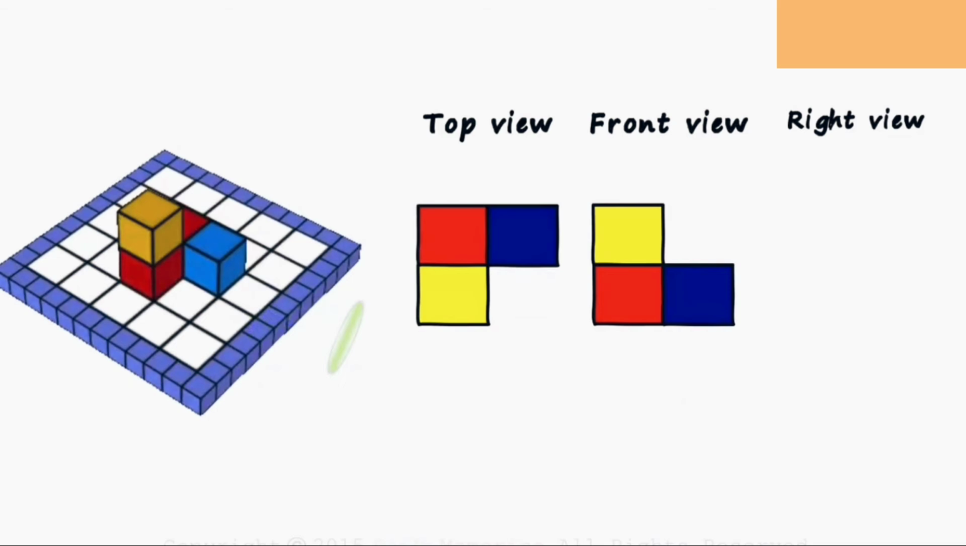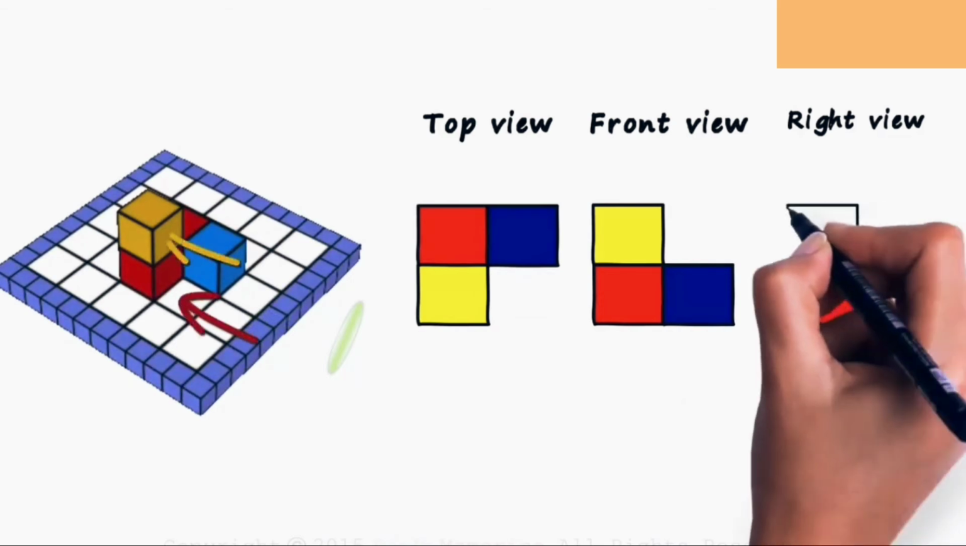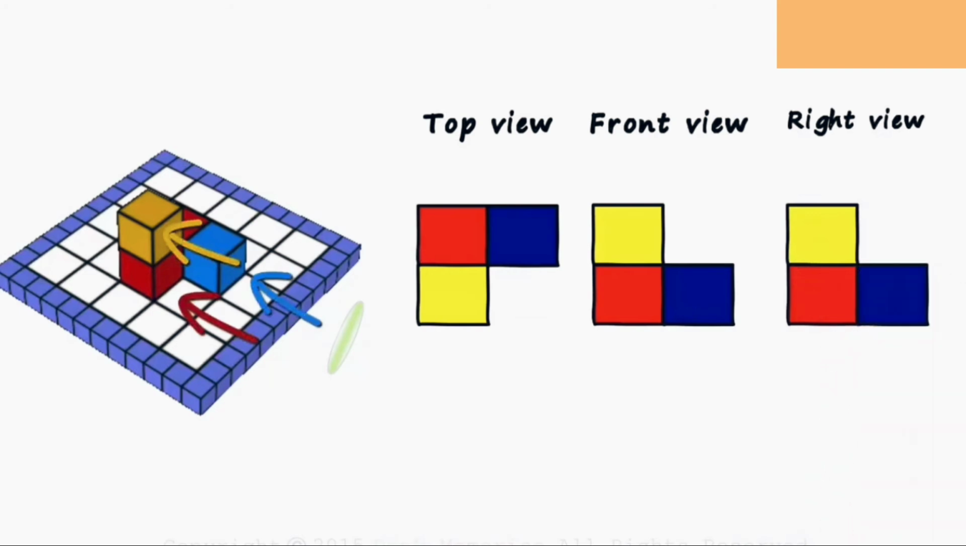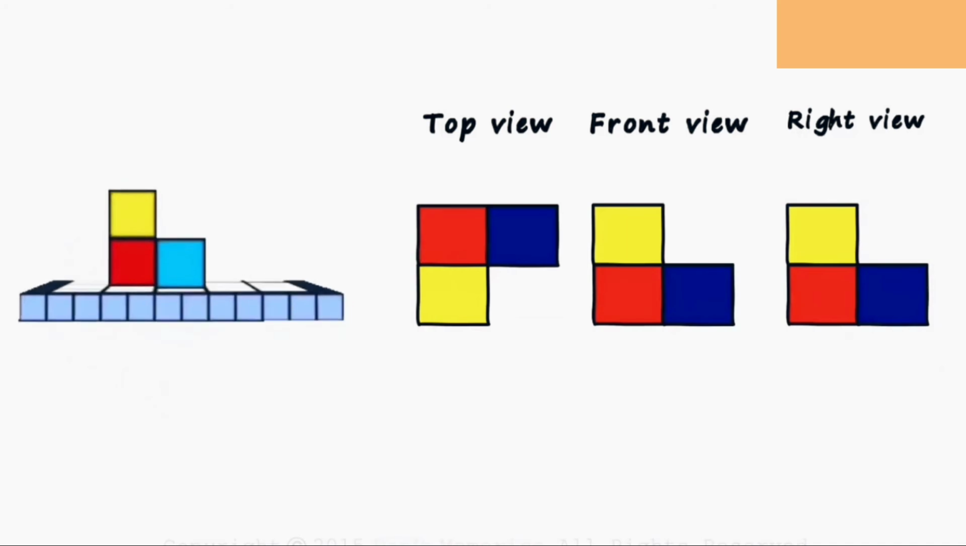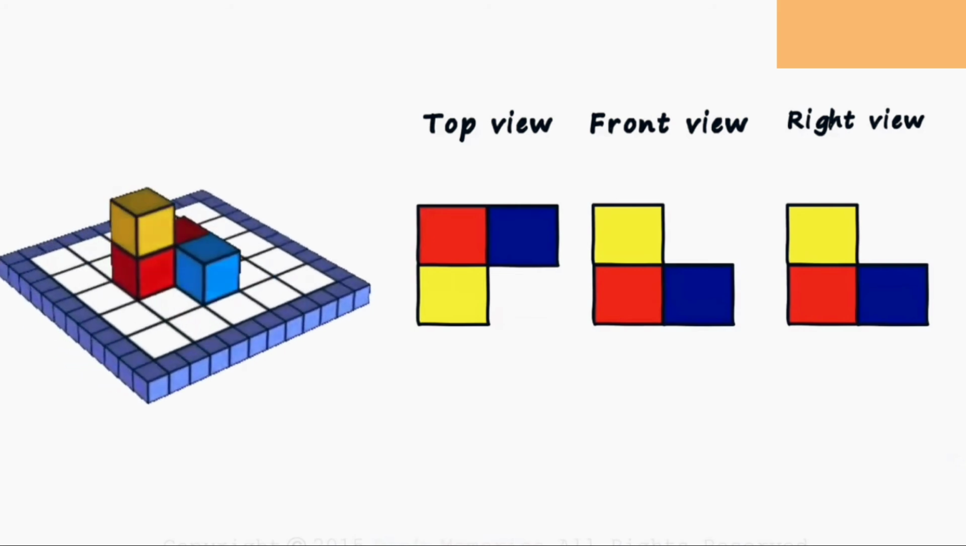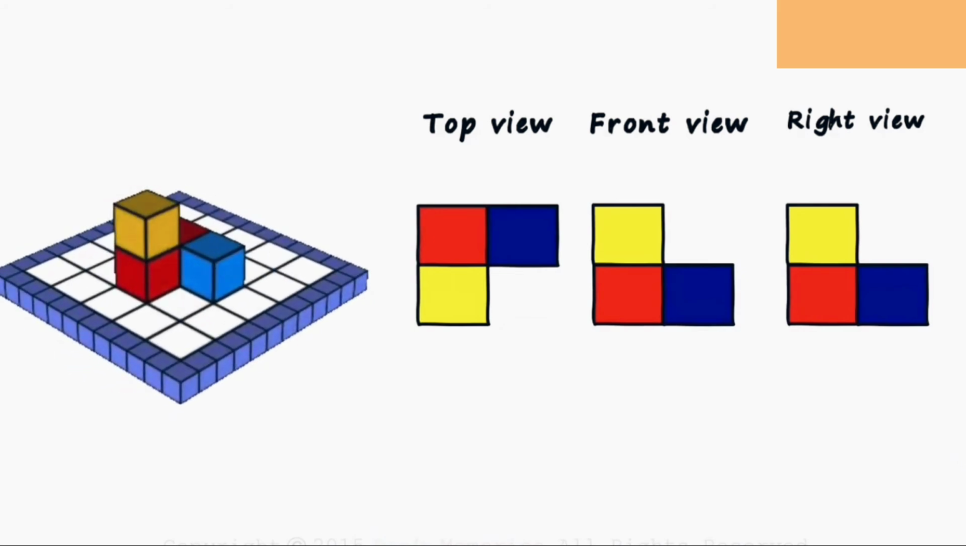In the same way, when we view the figure from the right, we will get a red, yellow, and blue face like this. This is the view from the right. Notice that the front view and the right view look the same. Drawing views from different angles simply requires a little bit of imagination, and with enough practice, you will surely excel at it.